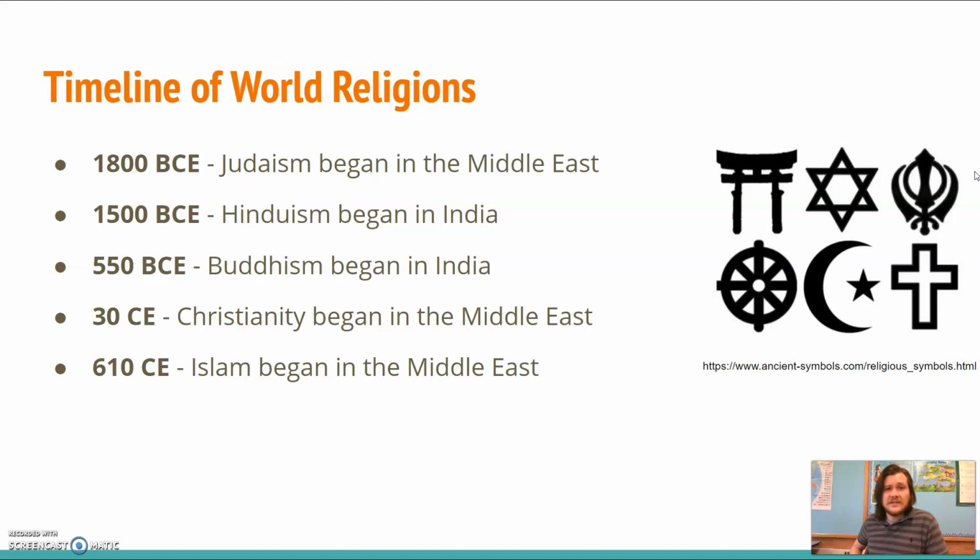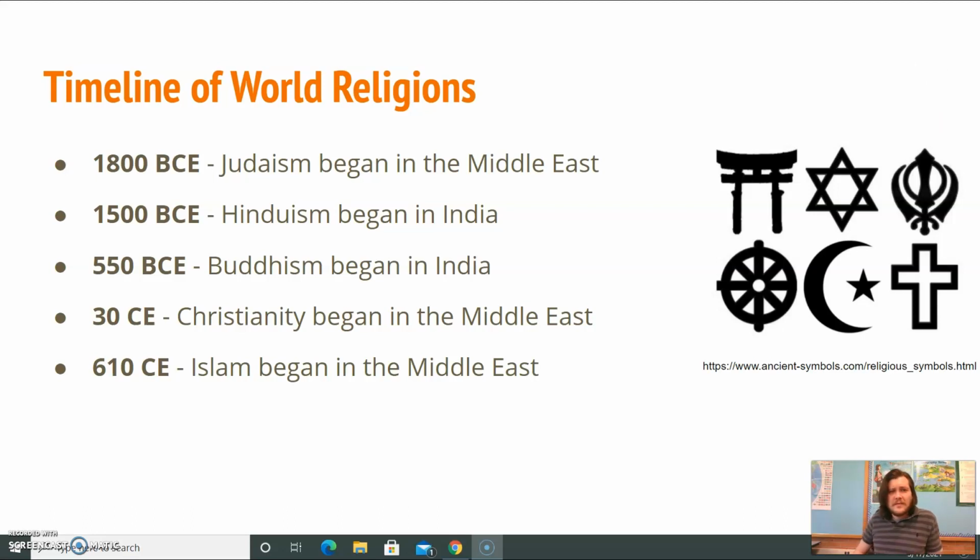Timeline of world religions. So we're going to look at various religions and when they began. So Judaism began in the Middle East in 1800 BCE. And Hinduism began in India. Buddhism in 550 BCE, that also began in India. And then in 30 CE, that's the Common Era, Christianity began in the Middle East. And then in 610 CE is when Muhammad founded Islam, also in the Middle East.